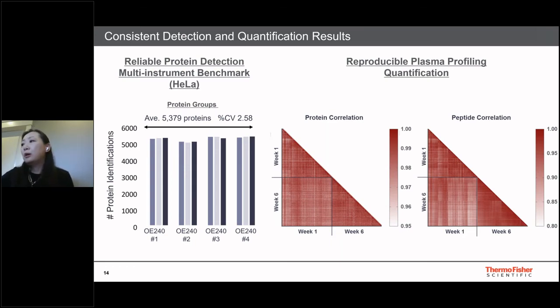For plasma protein quantification, we ran over 100 injections of plasma analysis with the same samples, but 5 weeks apart, to show you the reproducibility of the quantitation. As you can see, both protein and peptide quantification were very, very consistent, even though the samples were run and analyzed 4 weeks apart.